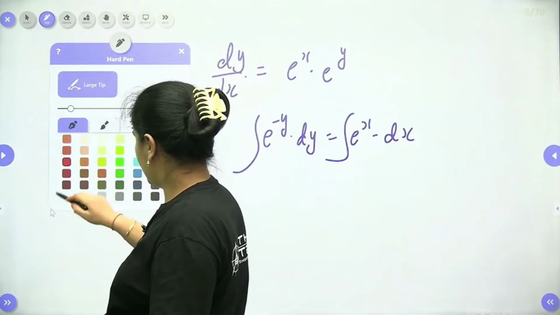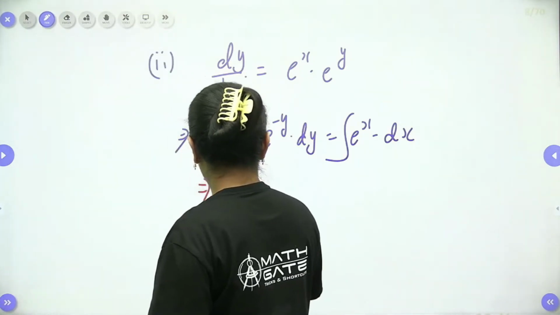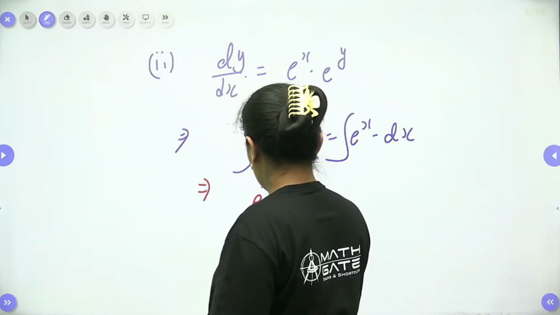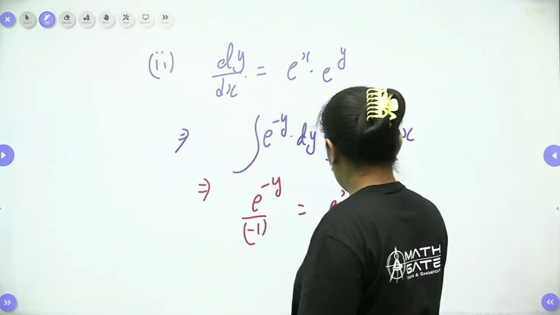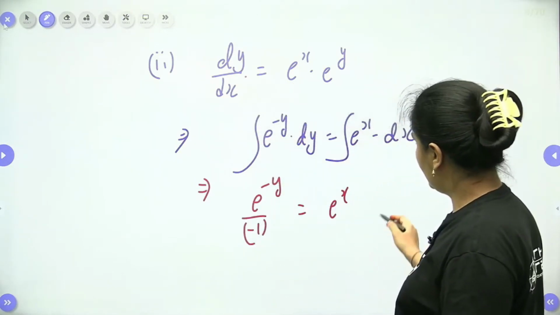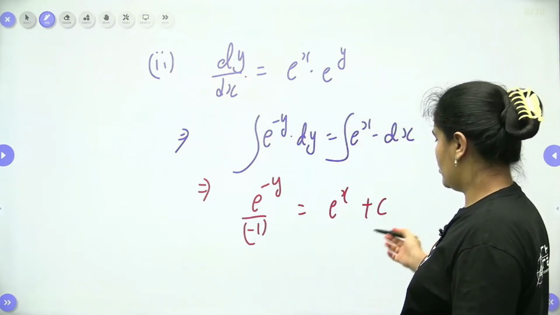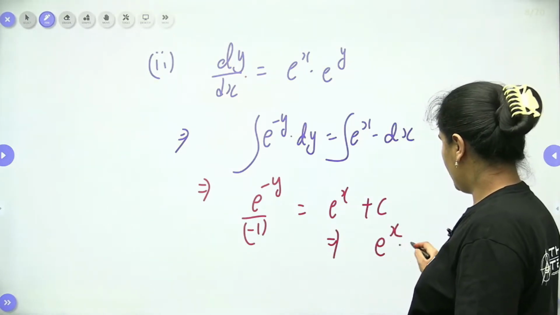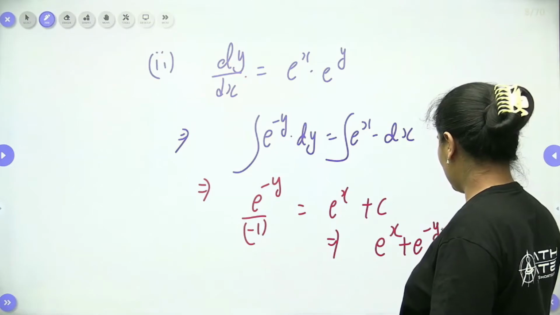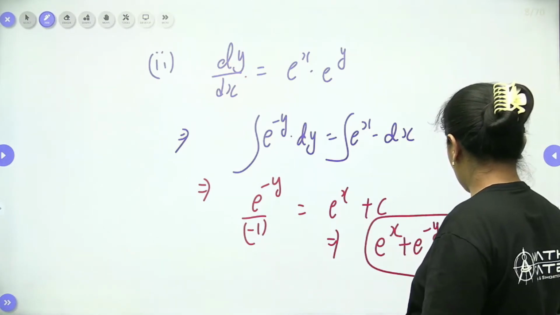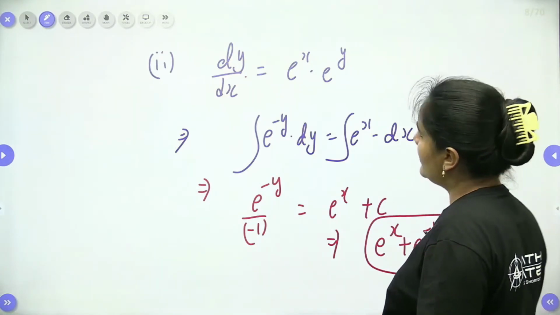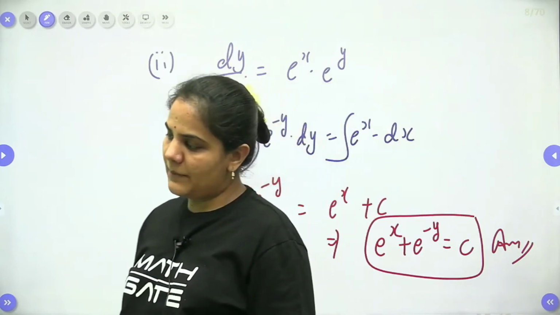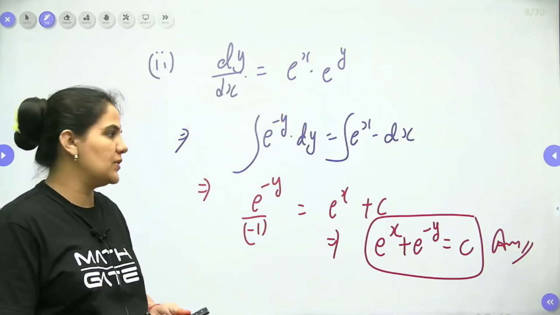When we integrate both the sides, it will become e to the power minus y into minus 1, equals e to the power x by 1 only, plus c. So more and more you can write down the answer in the form of e to the power x plus e to the power minus y is equal to c only. So this will be your final answer, right?